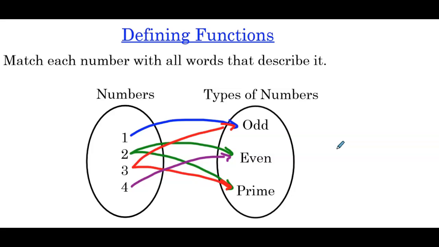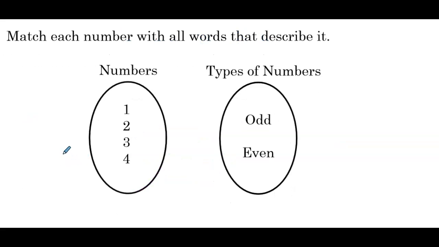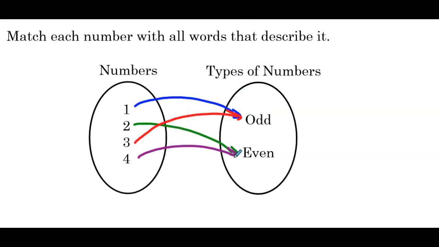So what happens to this relationship and to this machine if we remove the word prime? And that's exactly what we're going to do in the next example. So the same directions, the numbers are 1, 2, 3, and 4 still. The types of numbers are now only odd or even. Starting with 1, we can draw our arrow connecting it to odd. 2, we can draw our arrow connecting it to even. 3, an arrow connecting it to odd. And 4, connecting it to even.